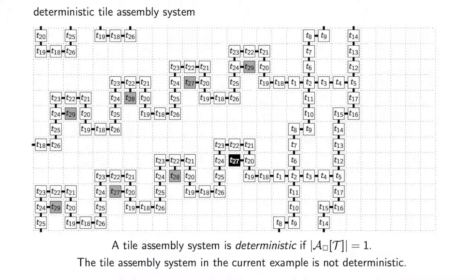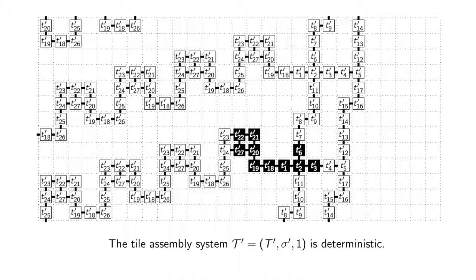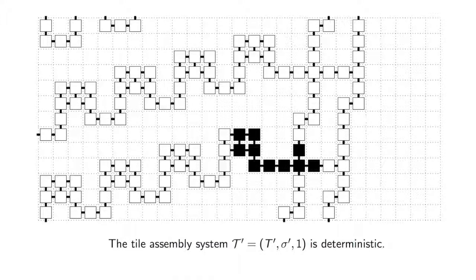Let's do some modifications to our current tile assembly system to obtain a deterministic one. Here is a new tile set T' where the tiles T27, T28 and T29 have been fused into a unique tile T'27. The following tile assembly system is deterministic. The example shows the unique terminal assembly producible by the seed. Since the system is deterministic, the type of the tiles can be removed. Whatever way the seed grows, a position will always be occupied by the same tile type.